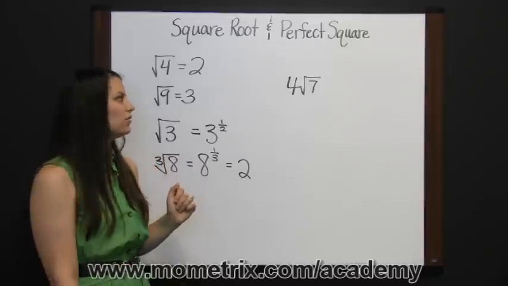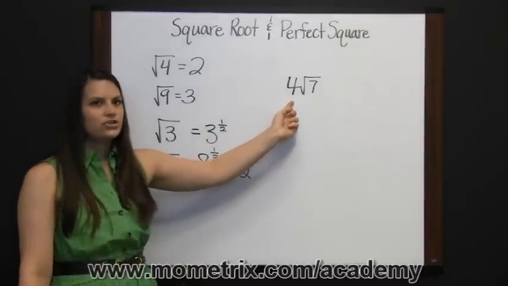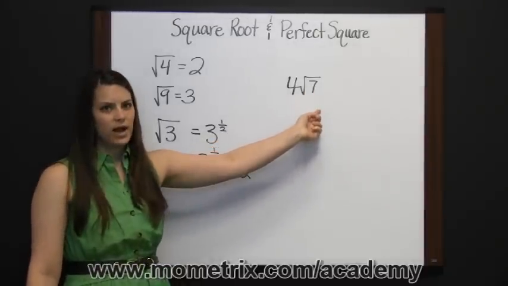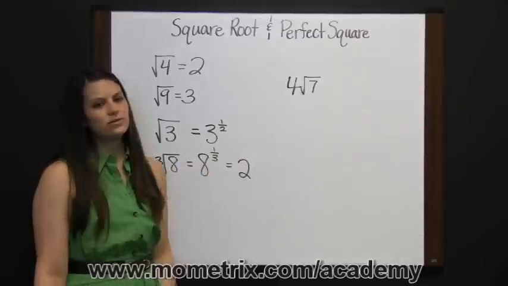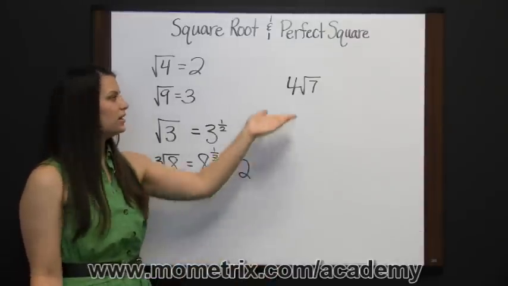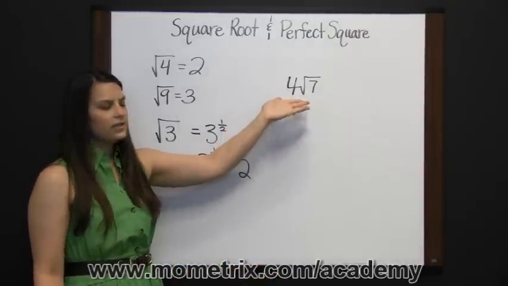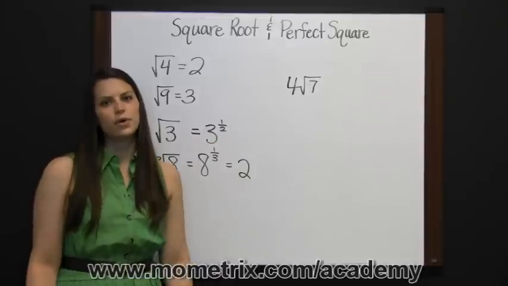But this coefficient is just a number that's multiplied by the radical, like 4 times the square root of 7. And it's written without any multiplication sign. It's just understood that this is 4 times the square root of 7.